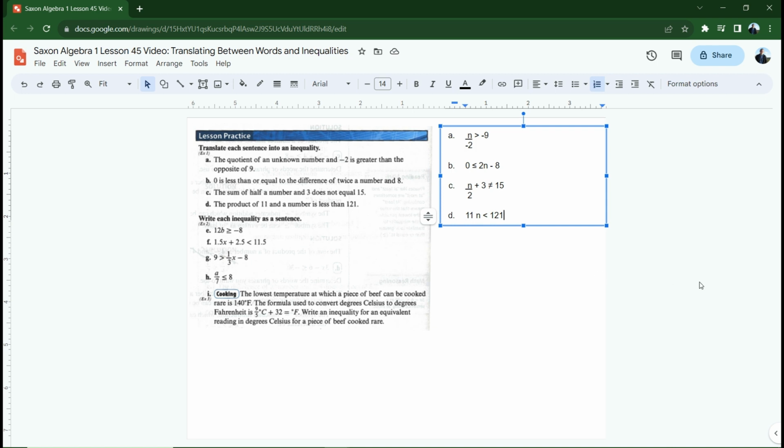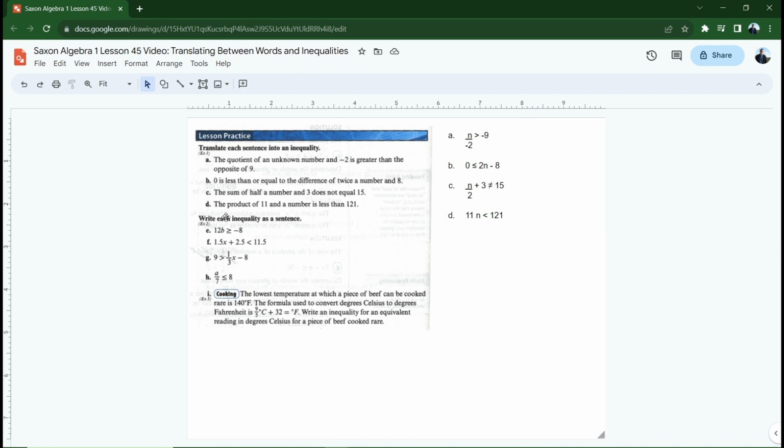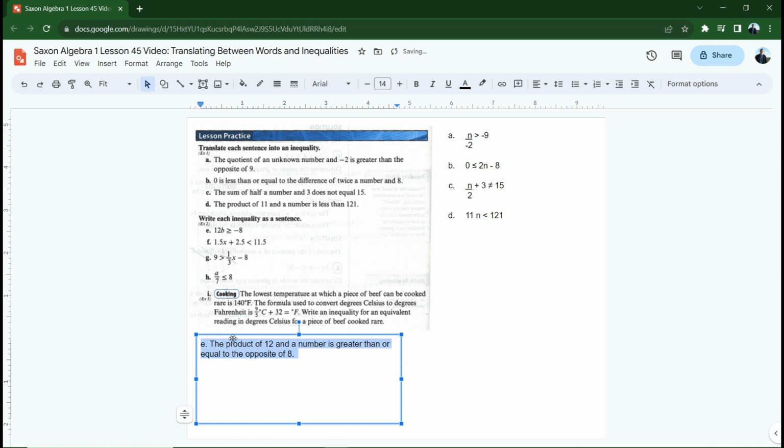We're going to be doing things a little differently. Now we're going to be writing these inequalities as sentences. The product of 12 and a number, any variable is just going to be a number, is greater than or equal to the opposite of 8. My suggestion for these, when you run into these kind of problems, is just write them out like they look.